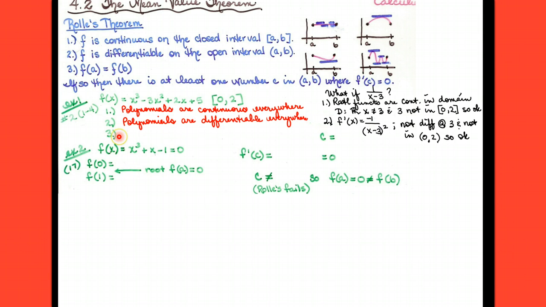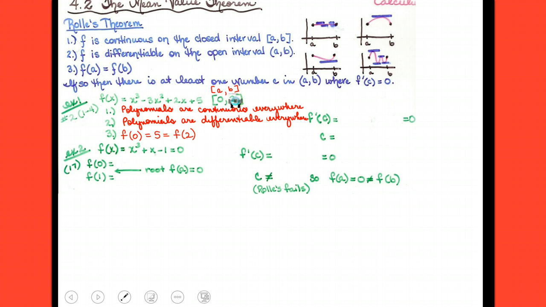The third thing that we need to prove is that f of a is equal to f of b. So a was 0, b was 2. So let's plug 0 into the function. So that would give me 0 minus 0 plus 0 plus 5. So f of 0 is 5. And then we could go back and plug 2 into the function, and we'll also get 5. So I've been able to verify that all 3 hypotheses are true.